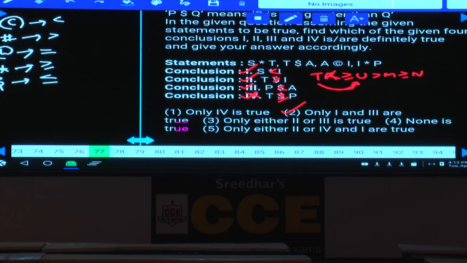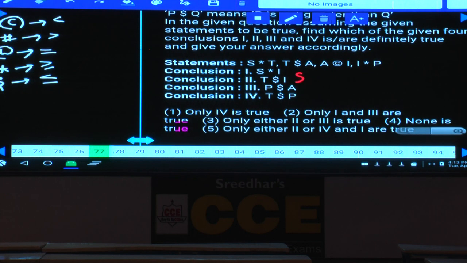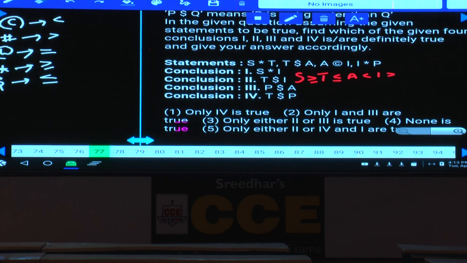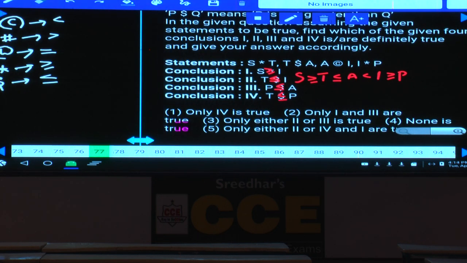Then coming to question number 77. In the 77, again star stands for greater than or equals to: S greater than or equals to T. And T dollar: dollar is T lesser than or equals to A. And A copyright: A lesser than I. And I star: I greater than or equals to P. Then the first one, S star: S greater than or equals to I, and dollar stands for lesser than or equals to, and this is again lesser than or equals to.